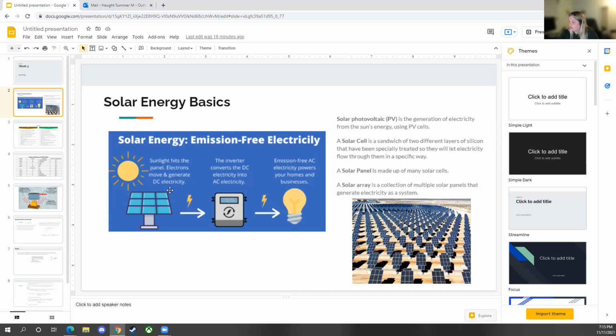On the left here, you can see a very basic definition of how solar energy works. Essentially sunlight is hitting those panels. So we have the sun here, right? And it's hitting the panels. What that's doing is causing electrons to move and generate something called DC electricity.